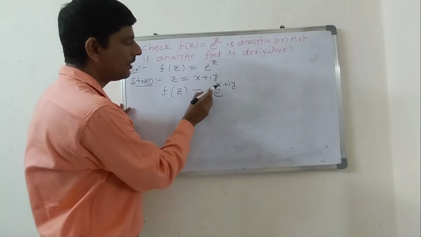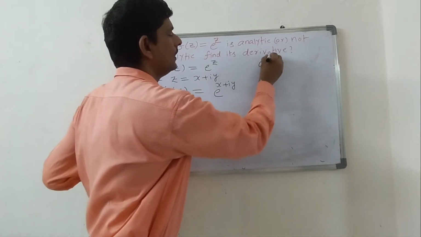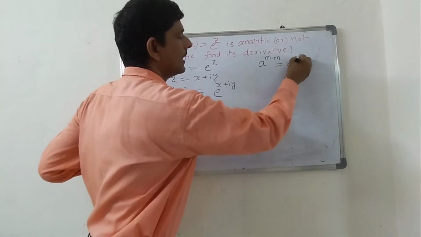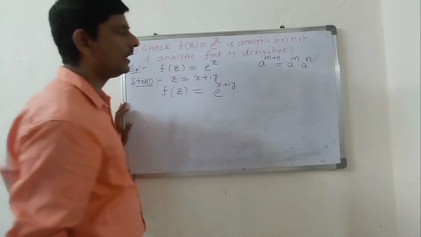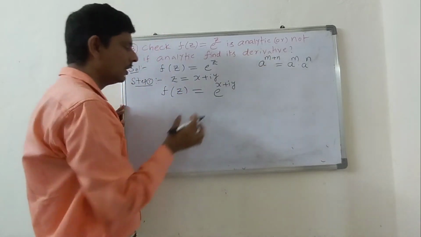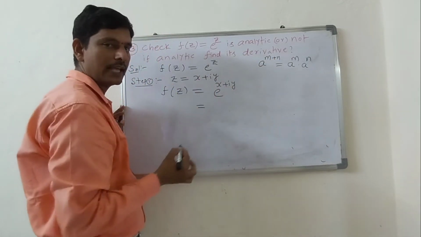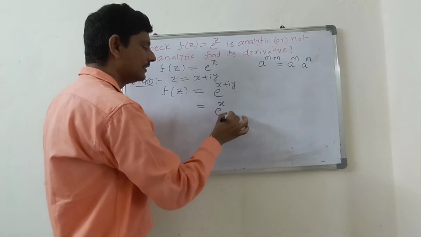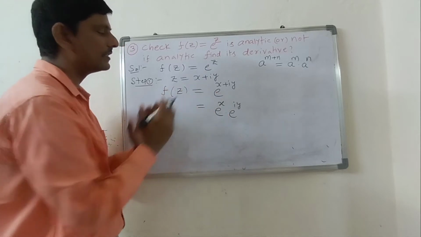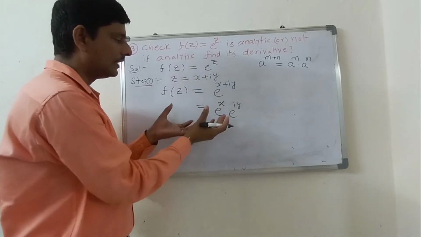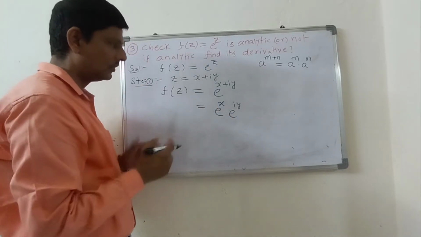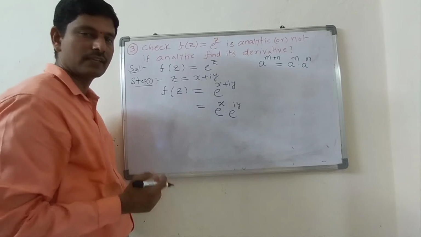Now for e^(x+iy), we have the formula: if a^(m+n) is there, we can write it as a^m into a^n. That means if the bases are equal, we can add the powers. Using that principle, we can write e^(x+iy) as e^x into e^(iy). Now what is the real part and what is the imaginary part here? Can we express it as u plus iv? Clearly it is not of the form u plus iv. Then what to do?